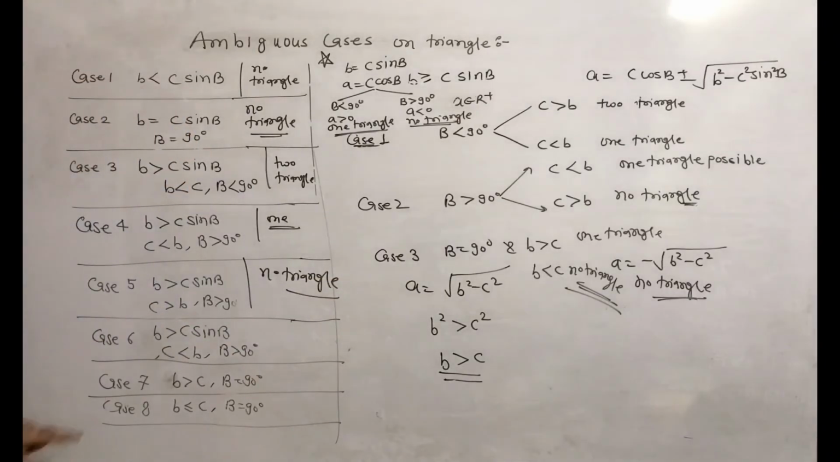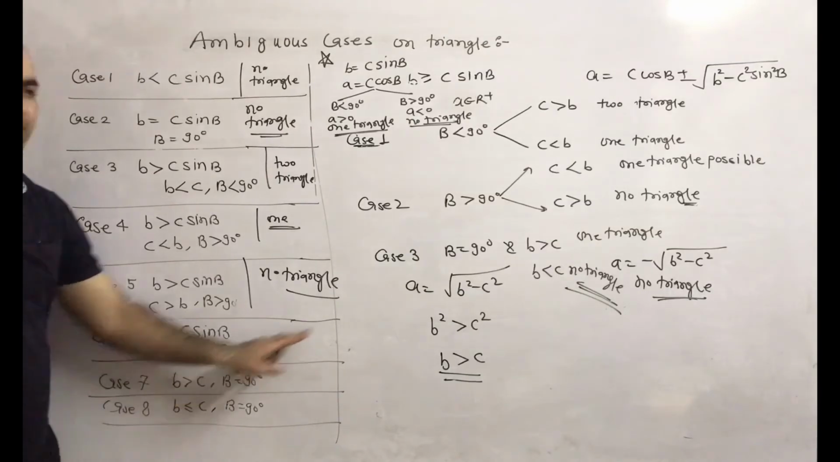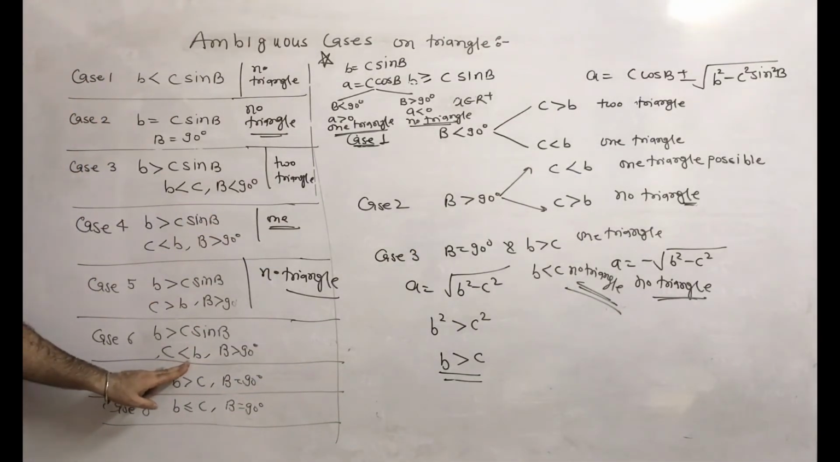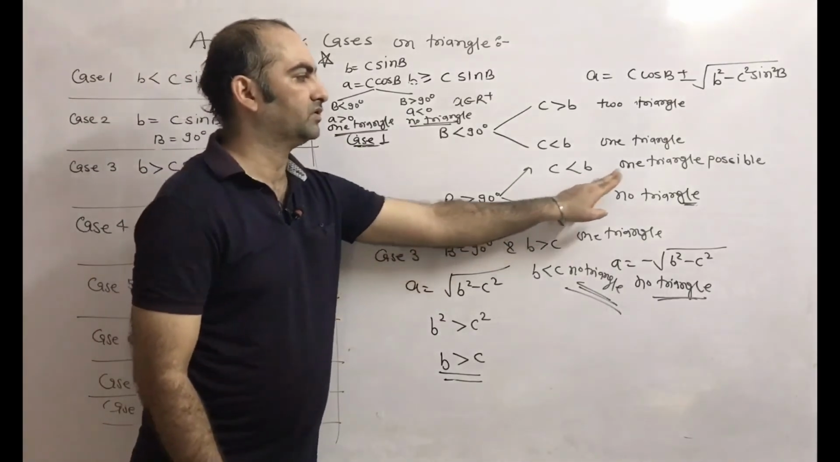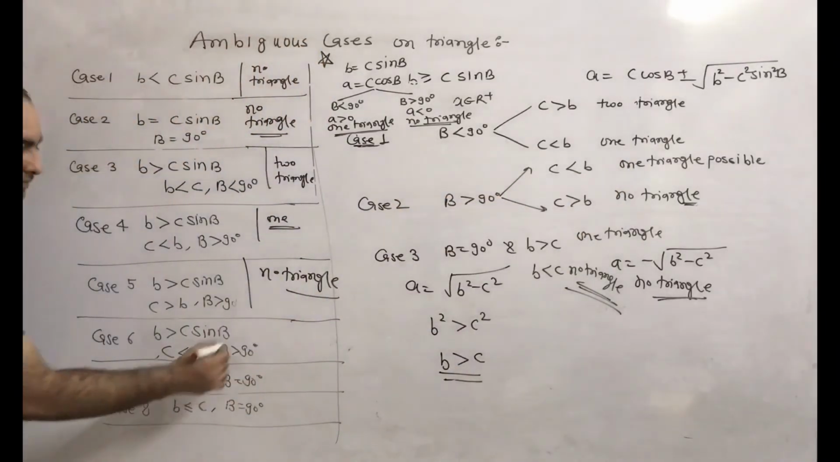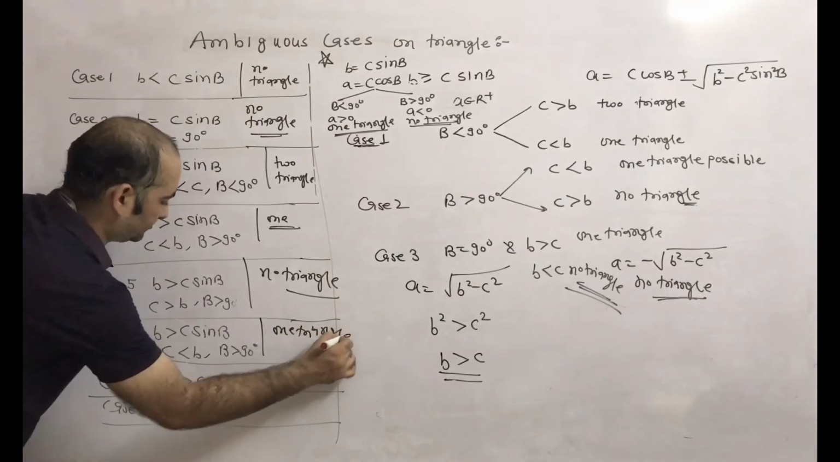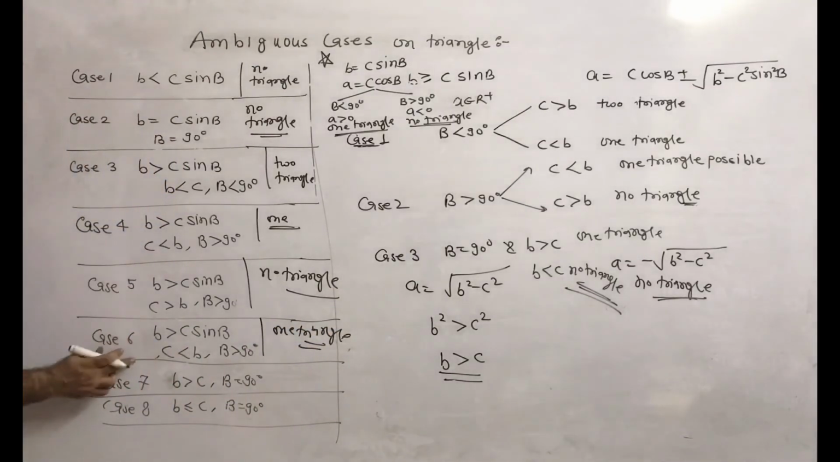Okay, next case what? b is greater than c sin B and B is greater than 90 degrees. That means this only will come, and here c is less than b. So how many triangles? 1 triangle. Okay, I think this one and this one both are the same only.